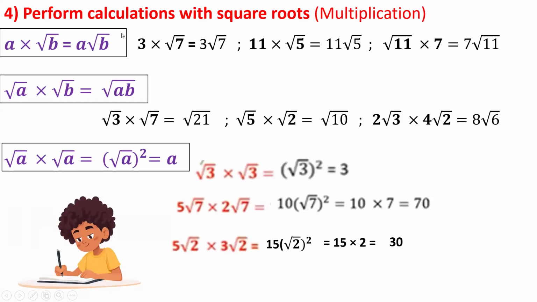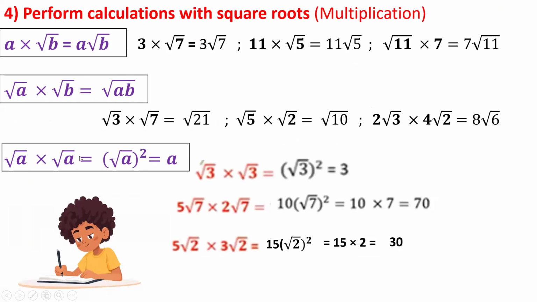In multiplication, as I said last year, we have 3 rules to multiply. Either I'm multiplying a number with a radical: a times radical b is a radical b. For example, 3 times radical 7 is 3 radical 7. Radical a times radical b, if I'm multiplying 2 radicals with different radicands inside, will give me radical a times b. For example, radical 3 times radical 7 is radical 3 times 7, which is radical 21.